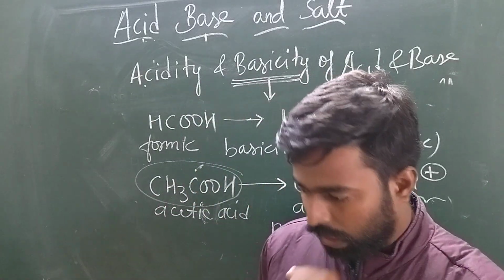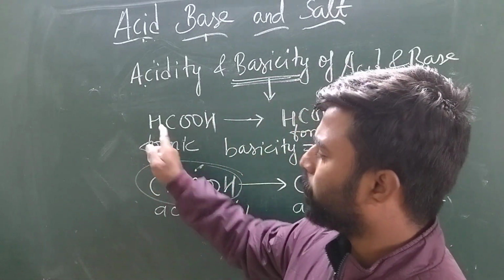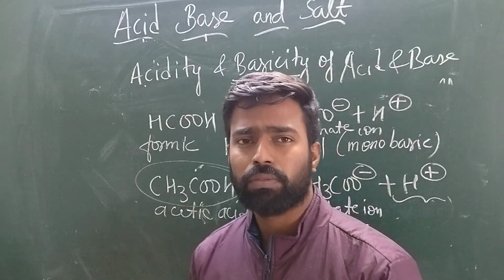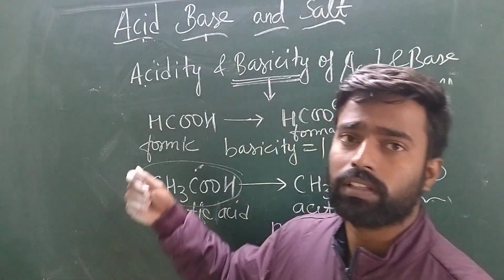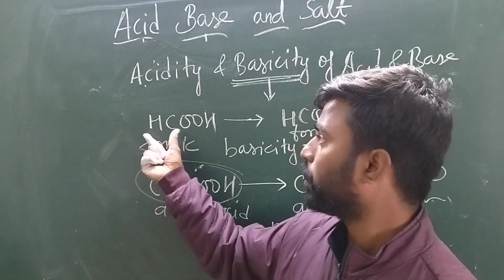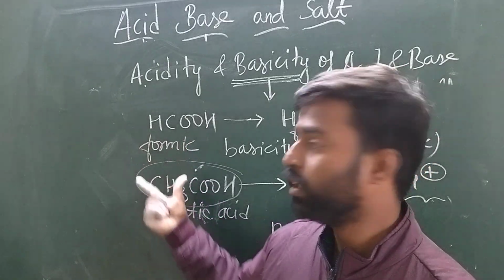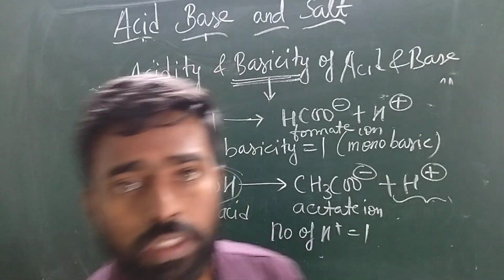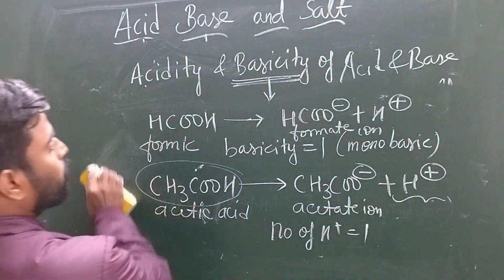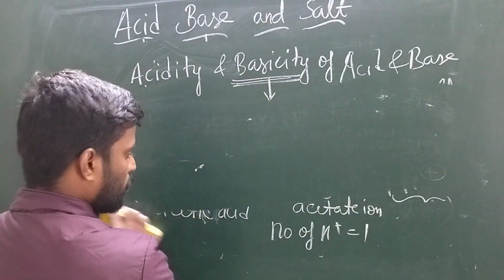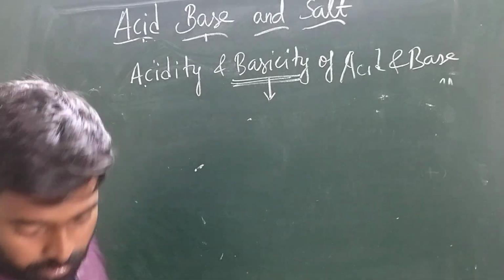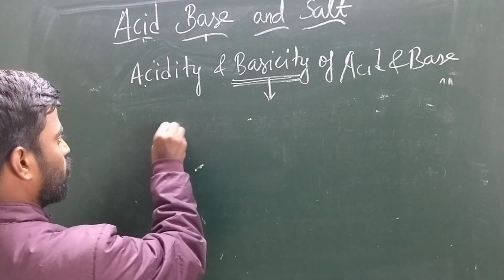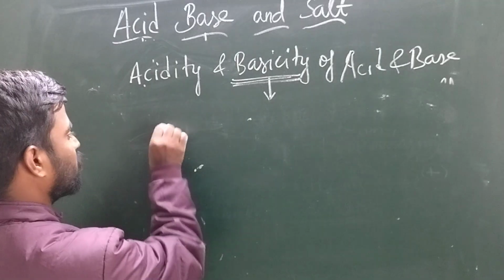Now, why does formic acid give only one hydrogen, and acetic acid give only one hydrogen, in spite of having more hydrogens? In formic acid there are 2 hydrogens, in acetic acid there are 4 hydrogens. Why is it doing so? Its basicity will be decided by the structure. Let's see the structure.